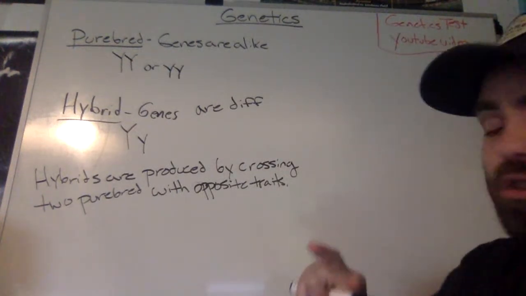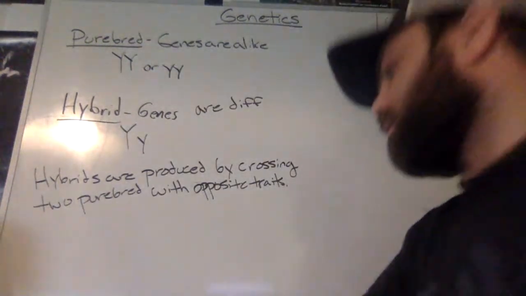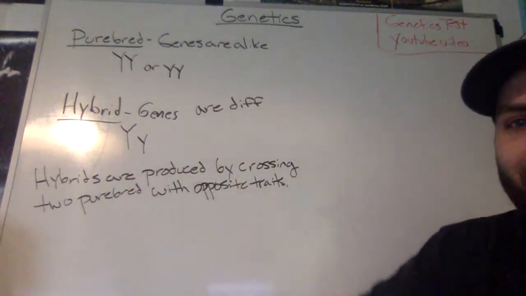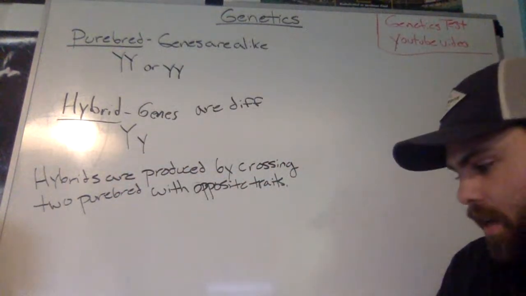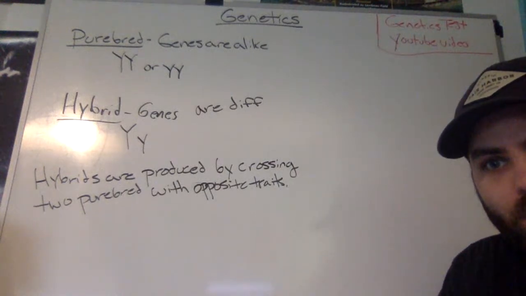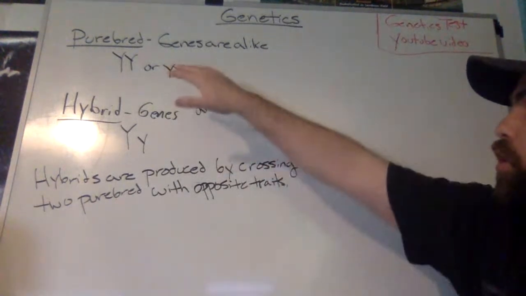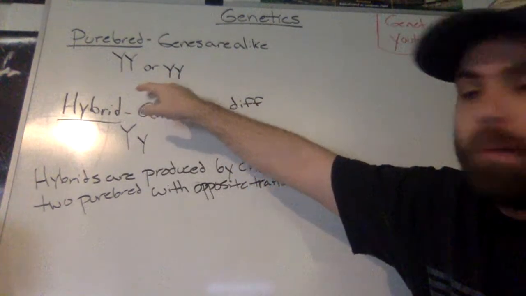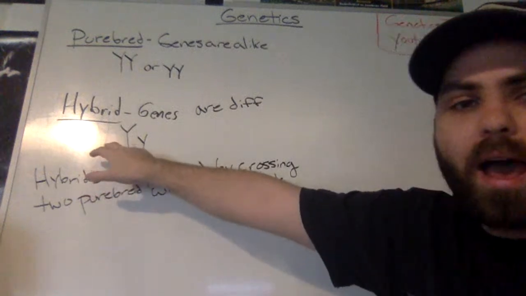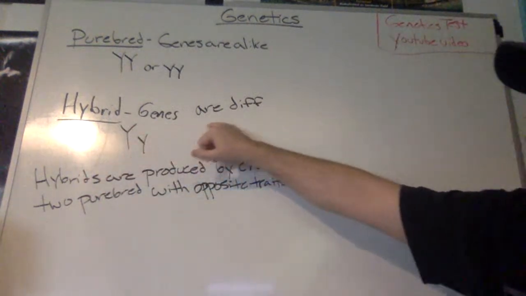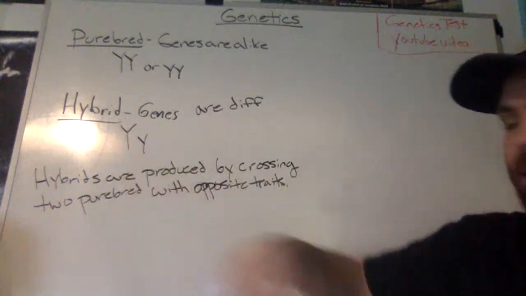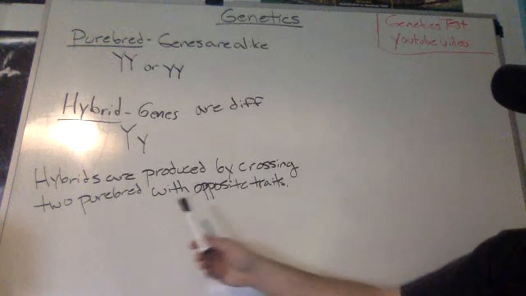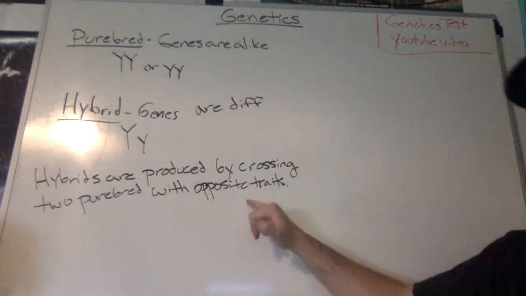All right, so two of the things I just want to go over that's also on the test, okay? You have purebred and hybrid. It's almost the same as homozygous and heterozygous genes. Purebred is genes that are alike. So you can have capital or you can have lowercase, but they're both the same. Whereas hybrids are genes that are different, where you have capital Y and lowercase y. Now, hybrids are produced by crossing two purebreds with opposite traits.